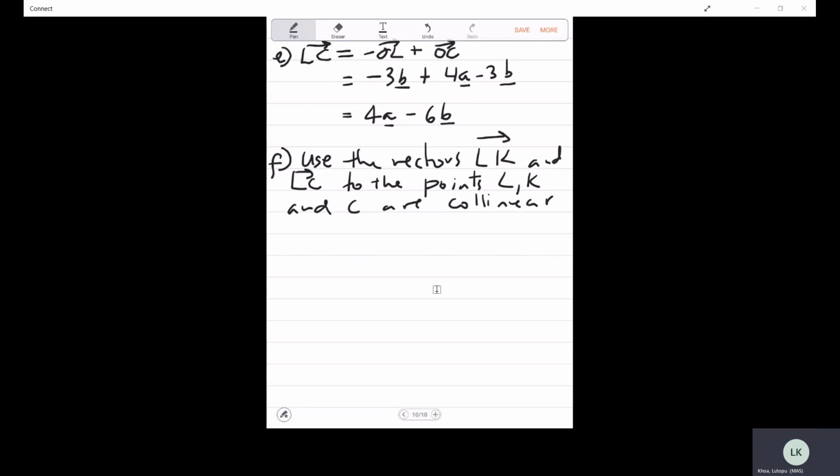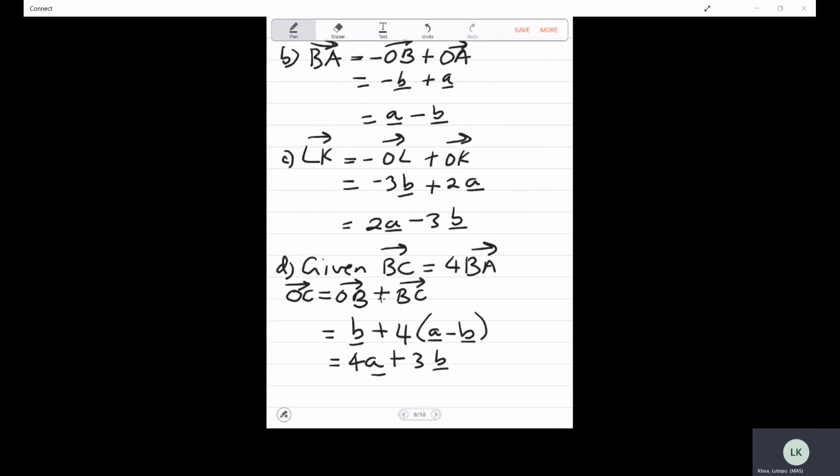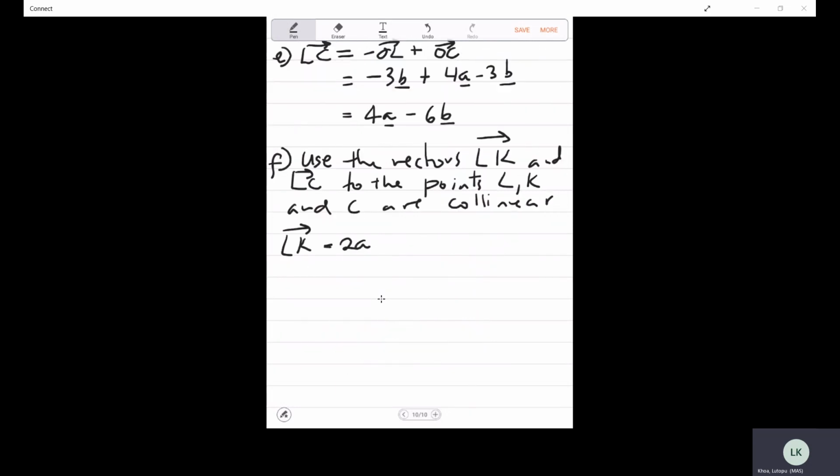And to show that the two vectors are parallel, all I need to do is show or rewrite one as a scalar multiple of the other. So two vectors are parallel if and only if one is a scalar multiple of the other. So I know that LK is over here. It's 2A minus 3B. And I know that LC that I just worked out now, this is 4A minus 6B.